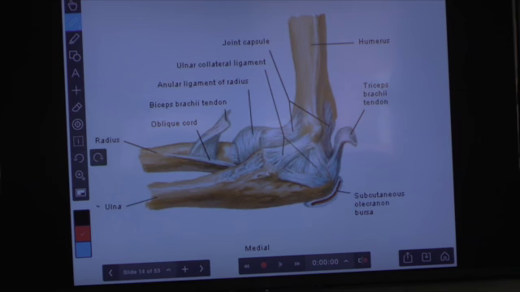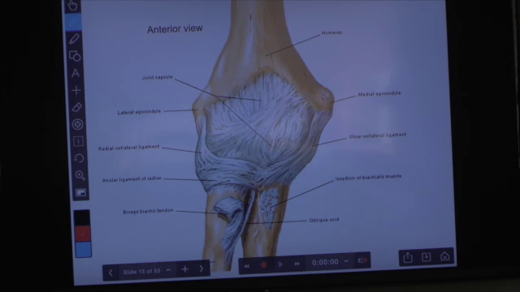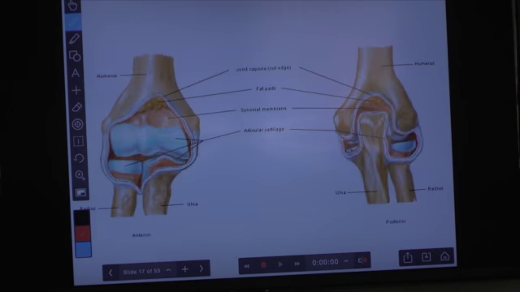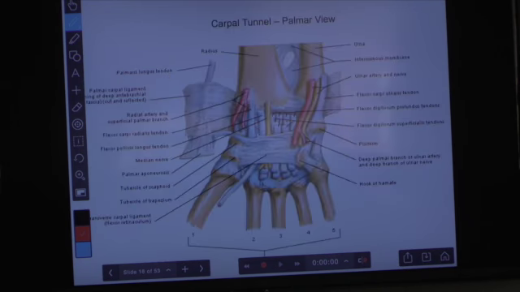Okay, then let's go to the hand right here. So we come down here. First of all, let's do the bones. The bones are eight carpal bones here. Let's begin from the... Which one is easier, lateral or medial? Which one do you use? You want to start from the medial?